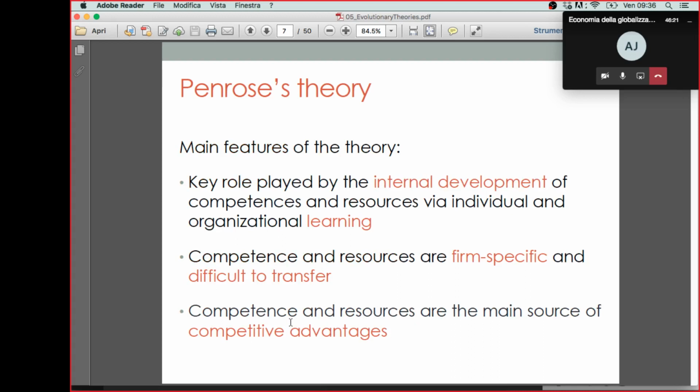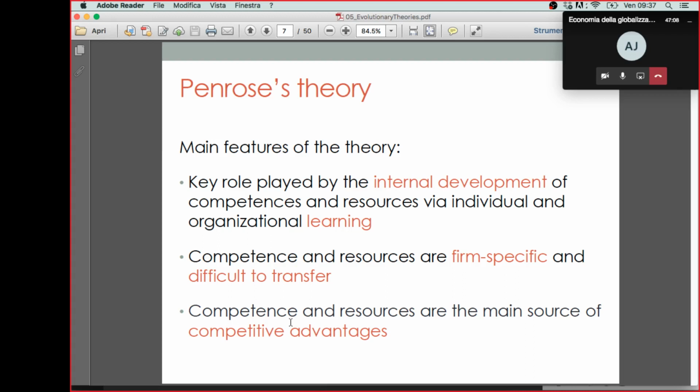Now, the main features are the following. First of all, as I was already telling you, a key role in understanding what firms do is played by the internal development of competences and resources via individual and organizational learning. So here the idea is what? Something, again, that is completely neglected by the neoclassical approach. Why? Because, as I was saying, the classical approach considers only factors of production. In Penrose's approach, you do have factors of production, physical ones, but you also have intangible factors of production as resources, and you also have competences, okay? Your capability of organizing these resources. Now, this capability is not given, but changes over time via learning.